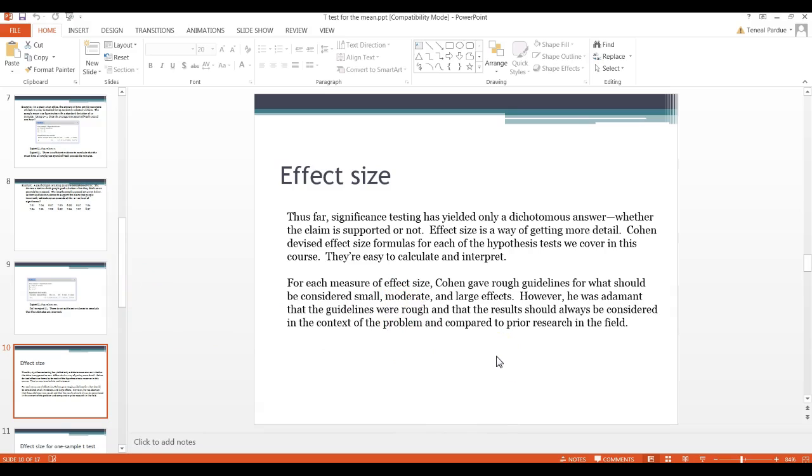So Cohen gave rough guidelines for each test. We're going to have a measure of effect size. For each one of those, we're going to have rough guidelines for what's small, moderate, and large effects. Cohen made a big deal, though, about saying that these are really rough guidelines and that you should always consider your results in the context of the problem, and you should always compare to other research in the field. So if you're doing research on a certain thing, you should look and see what other research has been done on that thing to see what the effect sizes were there, to have something to compare to.